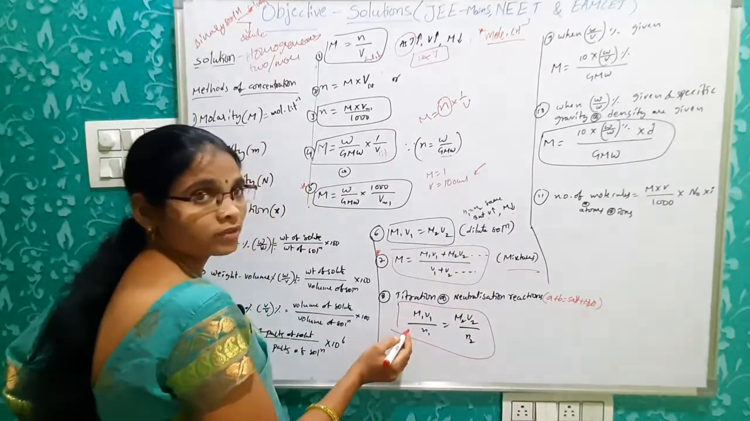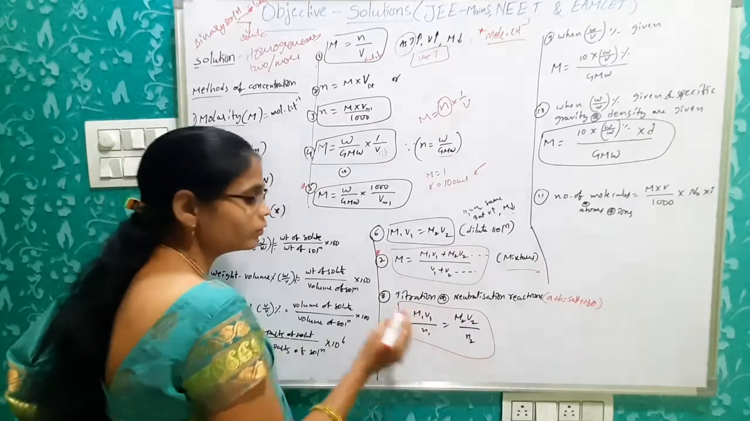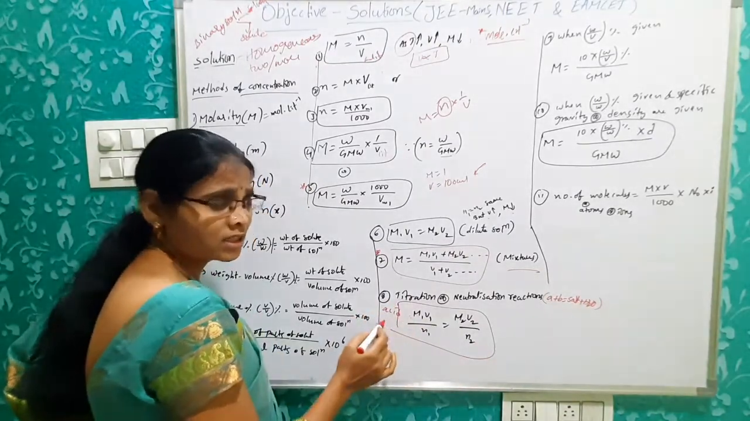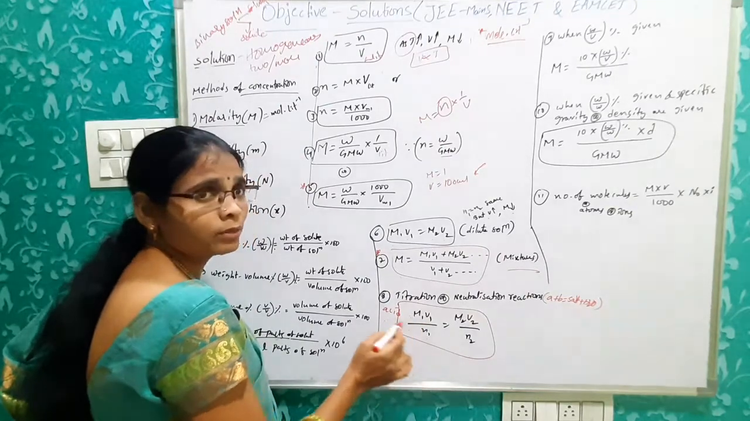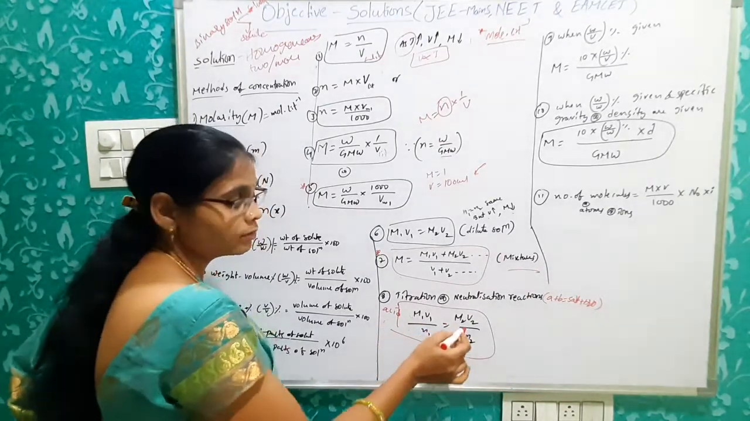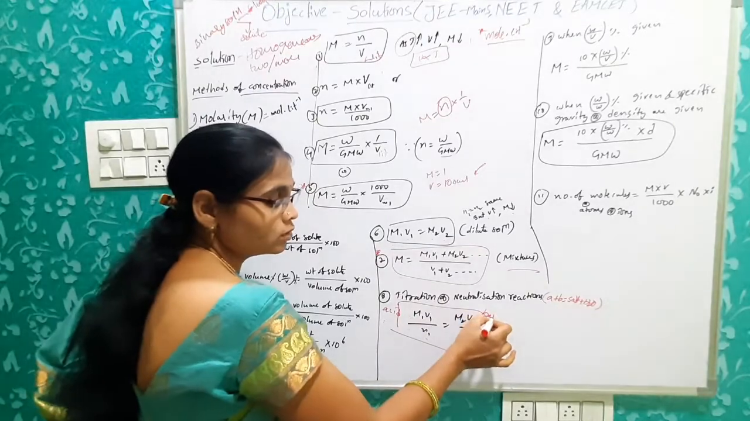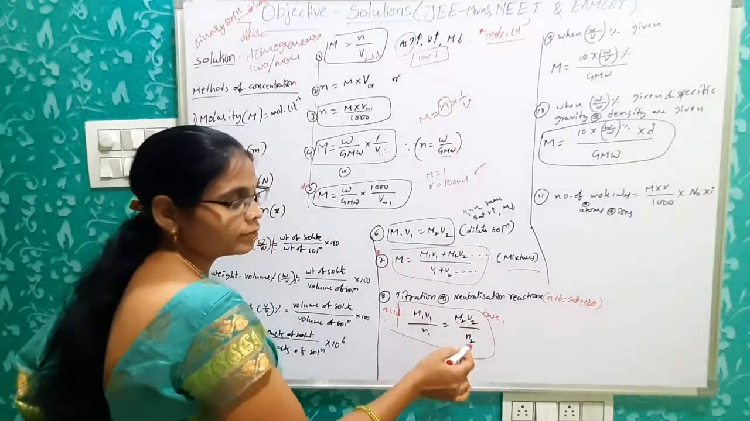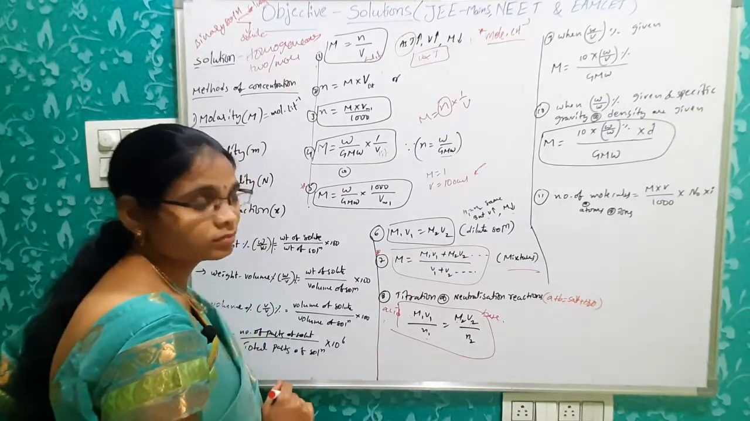Suppose this is for acid, or this is for base. For example, for acid, we have the molarity of acid, volume of acid, and number of moles of acid. It is titrated against a base, so for the base we take the molarity of base, volume of base, and number of moles of base.